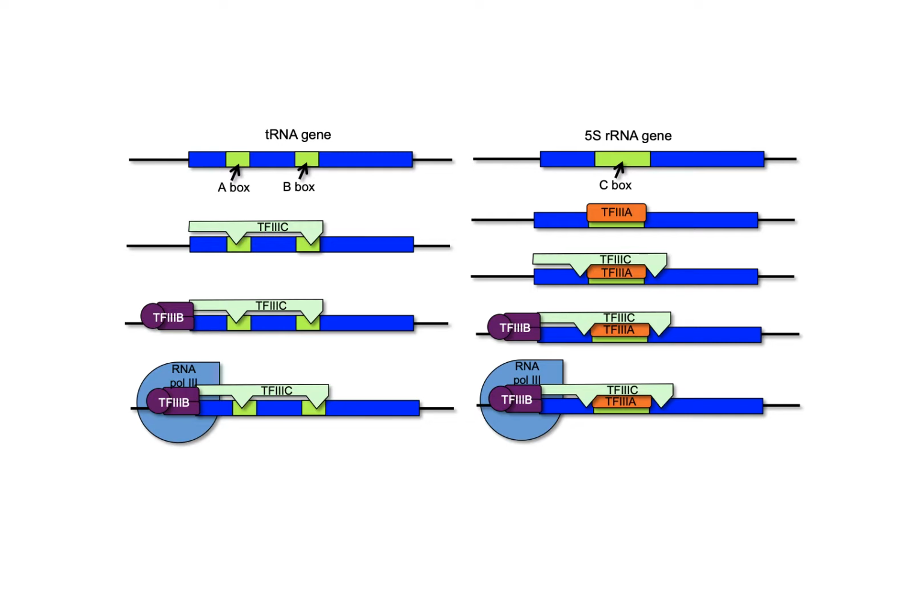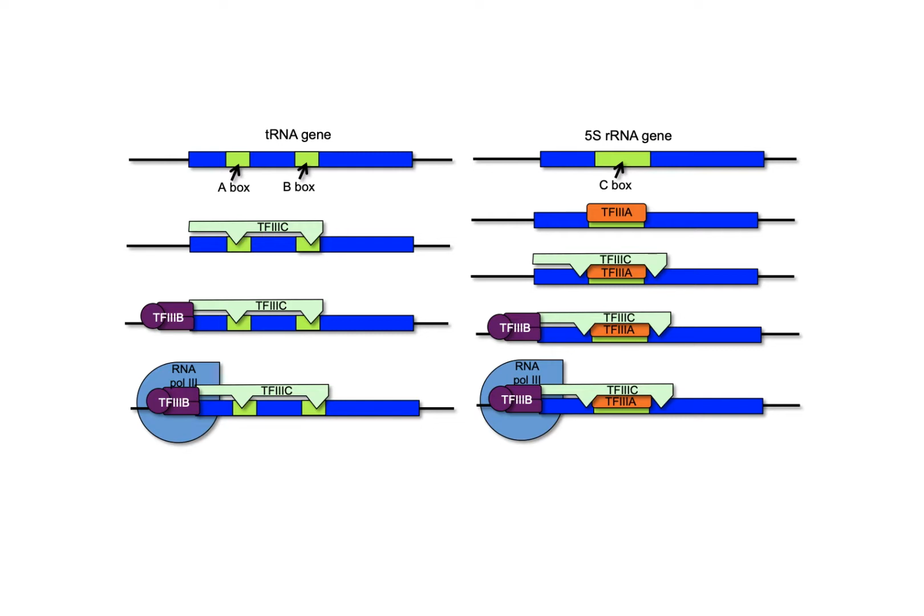Unlike ribosomal RNA and mRNA and other RNAs, the promoter region for these genes is actually within the gene. So here's a tRNA gene, and it has an A box and a B box that will attach to transcription factor 3C, and then transcription factor 3C will attach to transcription factor 3B, and then RNA polymerase 3 can attach there and start transcription.